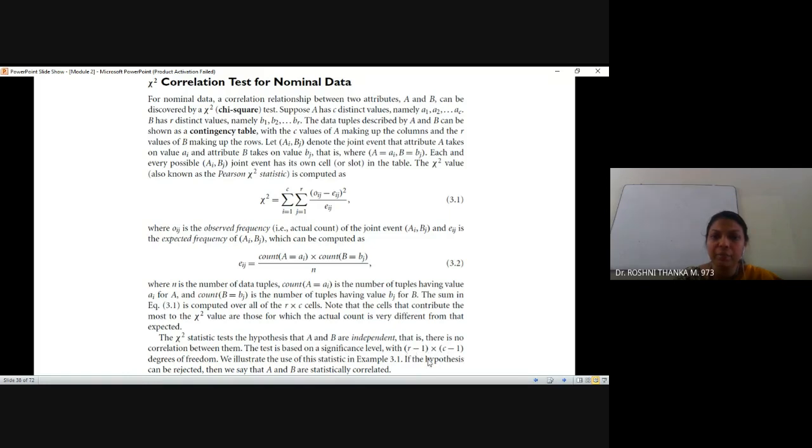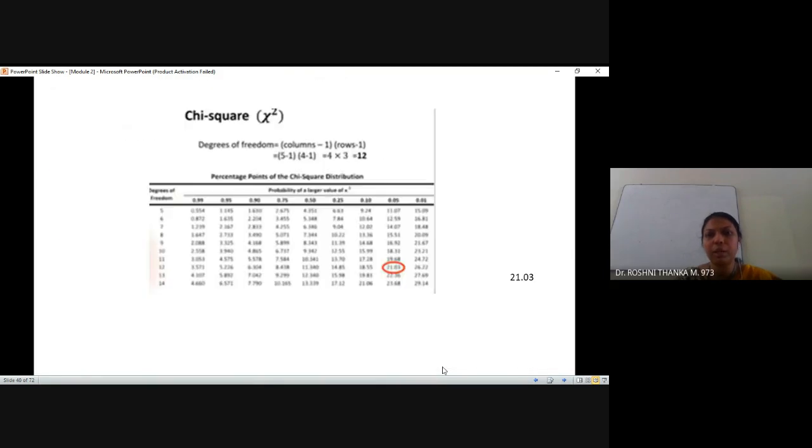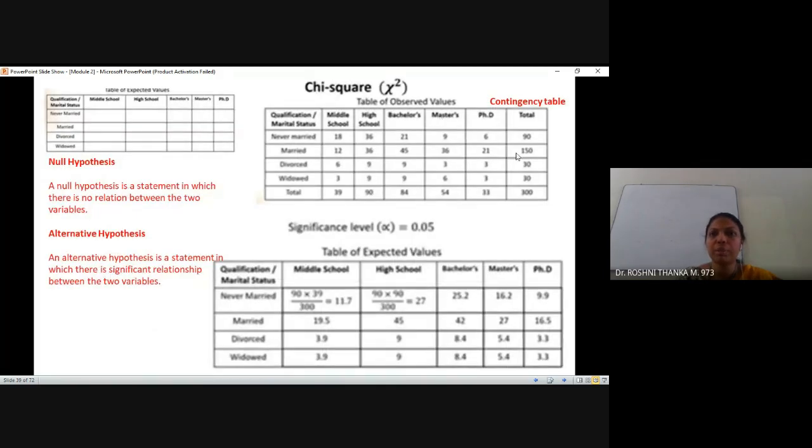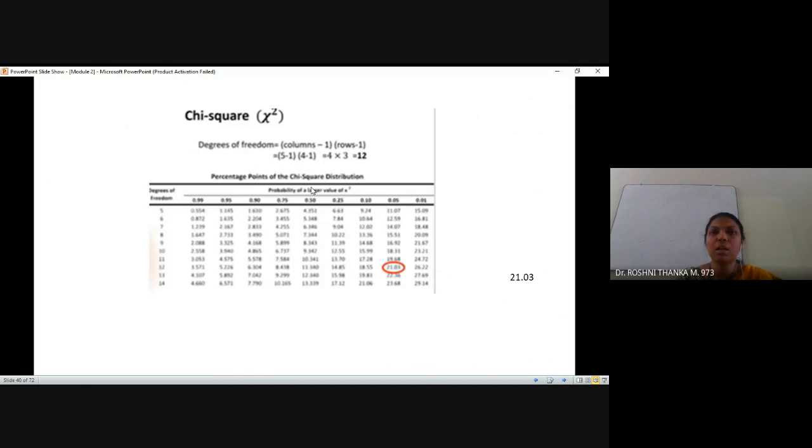After finding the degree of freedom with this formula, the significance level and the degree of freedom will be seen in the chi-square distribution table, and we'll be getting the value. So for degree of freedom, we apply this formula. The number of columns here is 5, right? 5 columns are there. The number of rows is 4. So 5 minus 1 into 4 minus 1 equals 12.